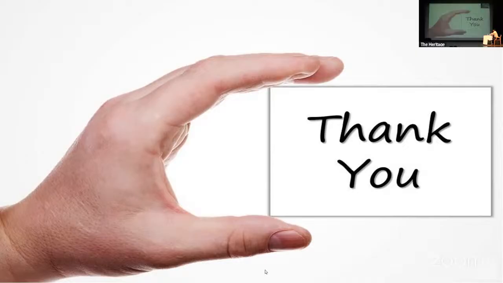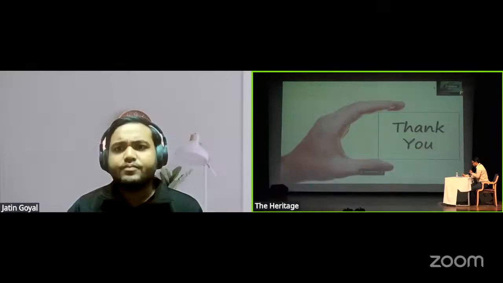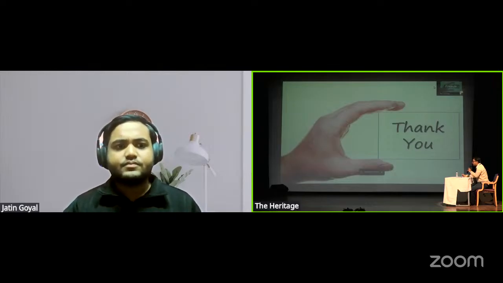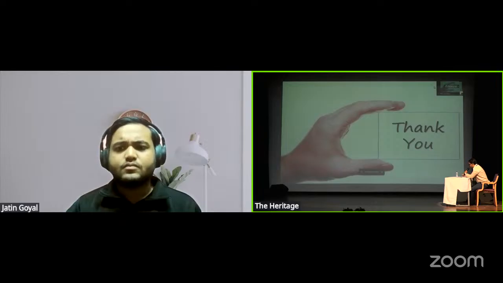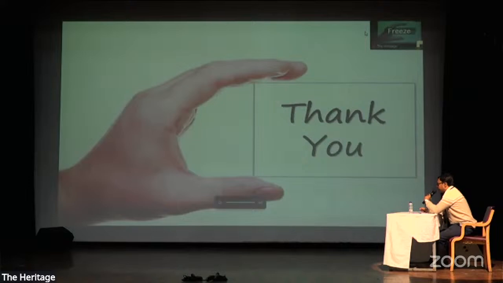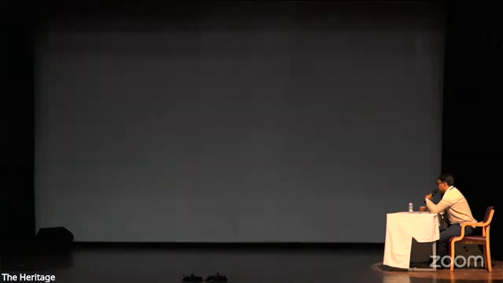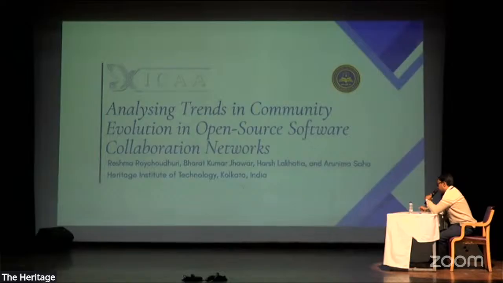So we move to the next paper to be presented. It is paper ID 91, I think, right? Analyzing trends in community evolution in open source software collaboration networks. Three persons will present, and all three are students of the Computer Science and Engineering Department: Bharat Jawar, Harsh Lakhotia, and Arunima Shaha. Are you ready, all three of you? Although three of you will present, you will get the same 12 minutes.